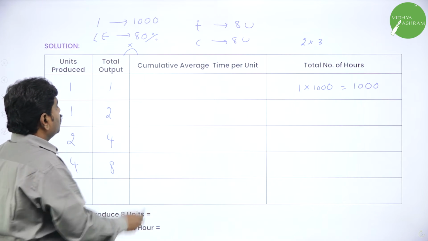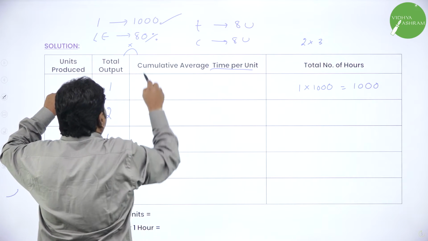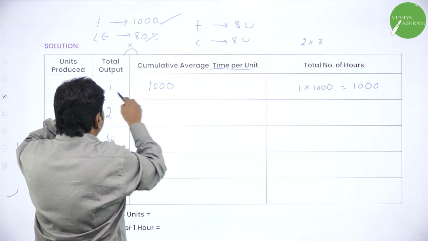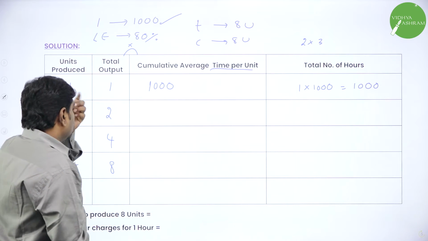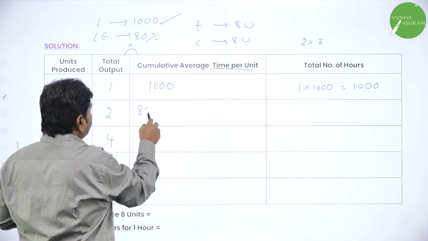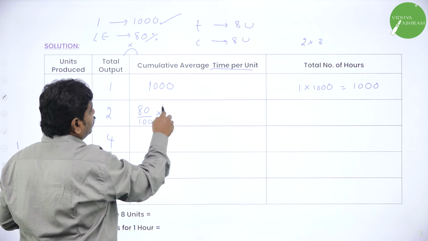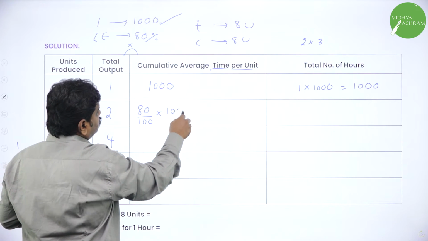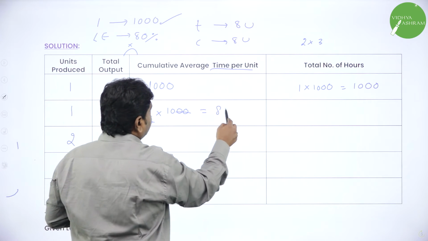Now the cumulative average hour for 1 unit, they will give in the problem, this is given as 1000 hours. Multiply these two and write it here, 1 into 1000 is 1000. Then to calculate the second unit, see the learning effect. What is the learning effect? 80%. 80% means 80 by 100 of the previous time. What is the previous time? In the above column, what is the time? 1000. So simplify this, 2 zeros cancel, you'll get 800 hours.